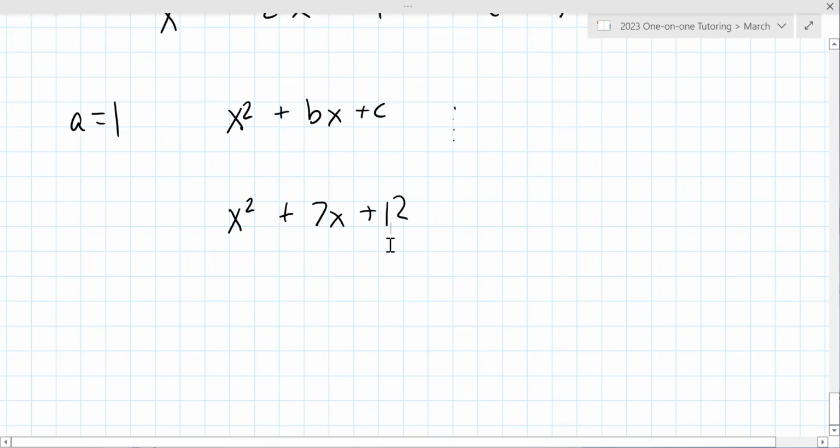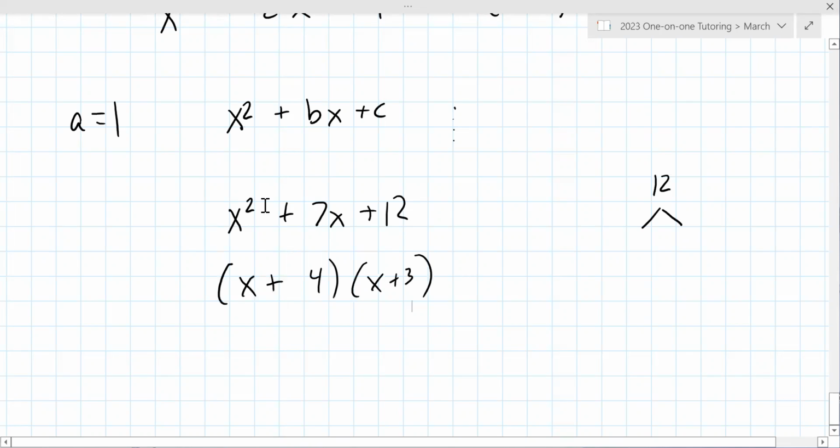So notice you cannot take the square root of the last number. It doesn't work out nicely. But what you can do is write the factors of 12 and see which ones actually add up to 7. So it's two numbers that multiply to 12 but add up to 7. So would it be 4 and 3? Yes. So it becomes x plus 4, x plus 3. Order doesn't matter.